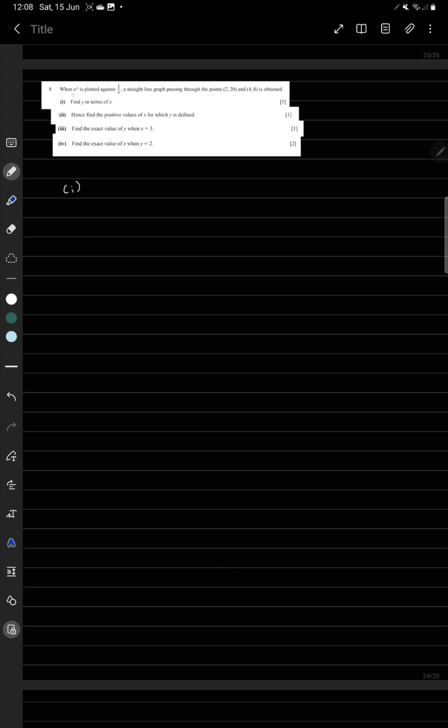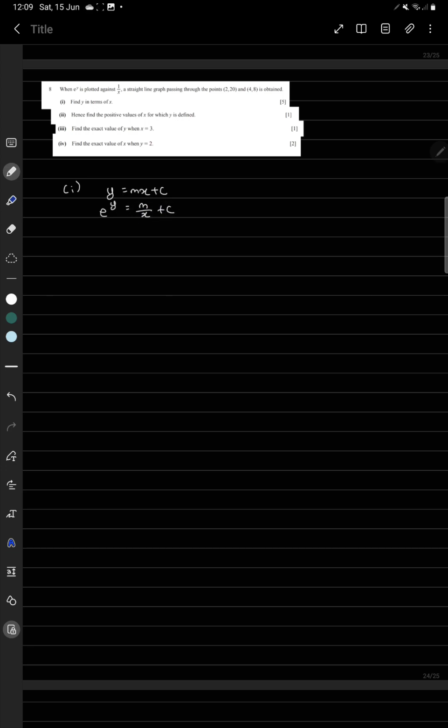Okay, so right now it's being plotted e to the power of y against 1 over x. So then you will get a straight line. A straight line is y equals mx plus c. Now it's not y against x, it is e to the power of y against 1 over x, so it's going to be e^y equals m times 1 over x plus c.